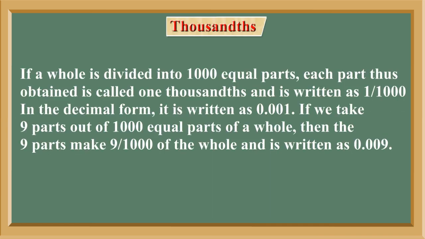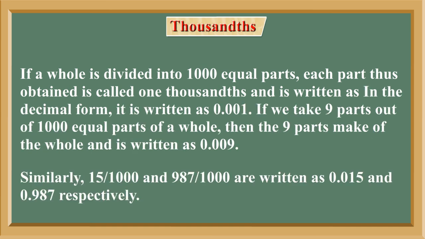Thousandths. If a whole is divided into 1,000 equal parts, each part thus obtained is called one thousandth and is written as 1/1000. In decimal form, it is written as 0.001. If we take 9 parts out of 1,000 equal parts of a whole, then the 9 parts make 9/1000 of the whole and is written as 0.009. Similarly, 15/1000 and 987/1000 are written as 0.015 and 0.987 respectively.